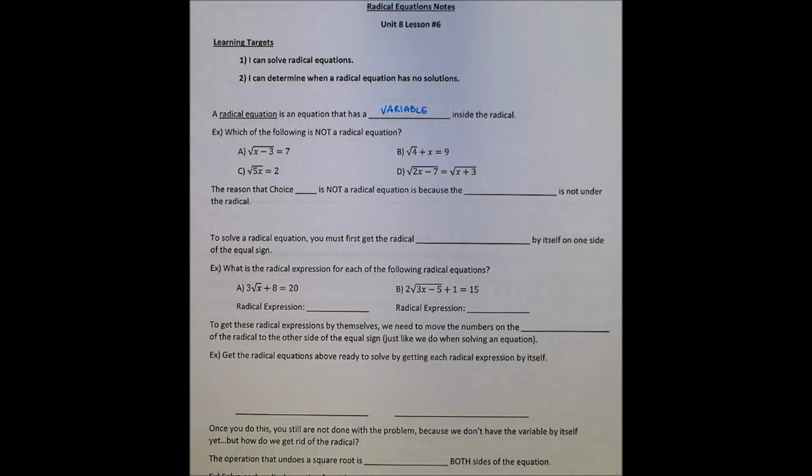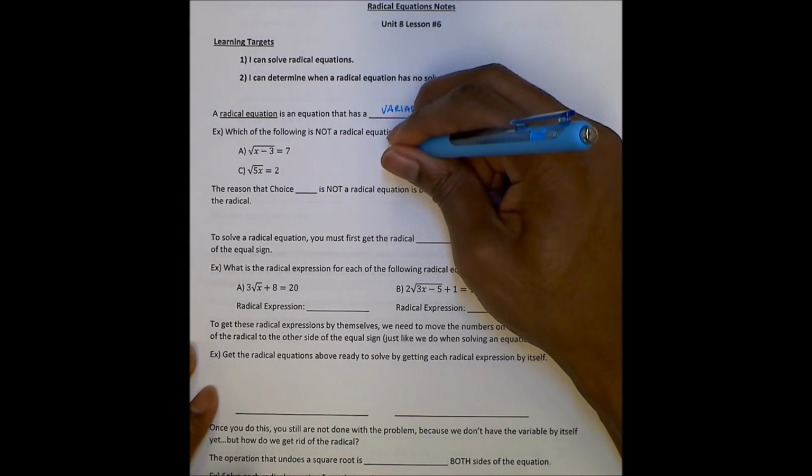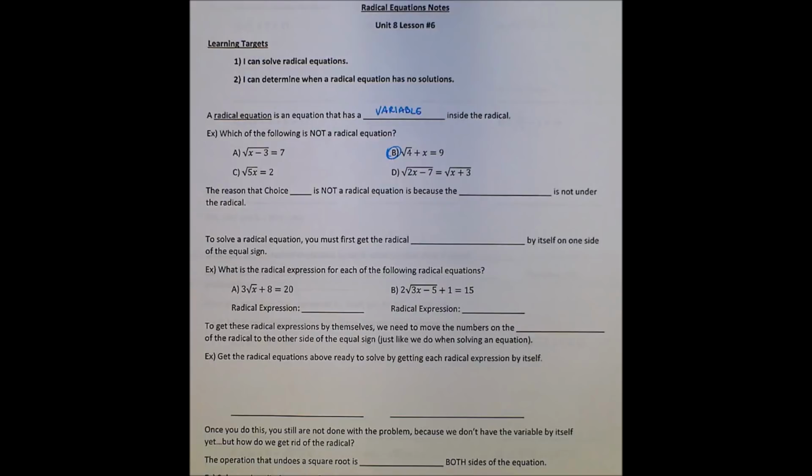So which of the following is not a radical equation? Well, looking at it, I can see that B is not a radical equation. This is not a radical equation because although it has a radical in it, it does not have the variable underneath the radical.